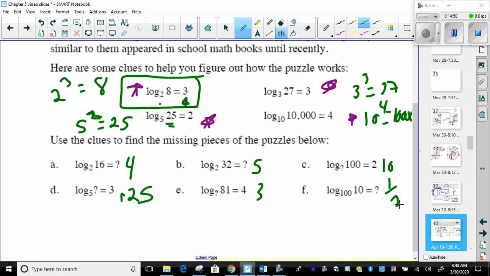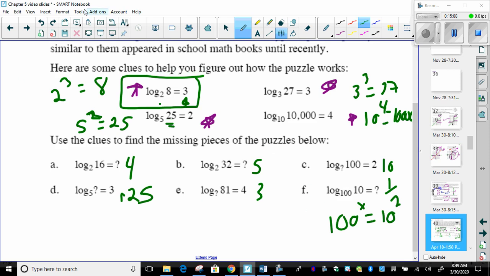That's a half. And you can look at it this way: 100 to what power equals 10? It's the square root of 100, which is 10. So we're just starting to look at what logs represent.